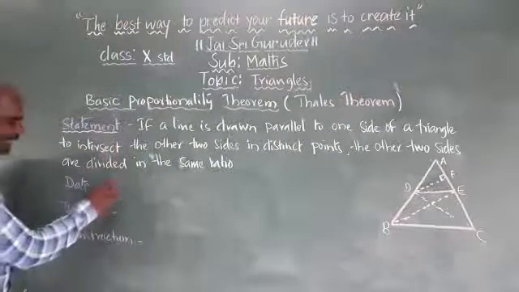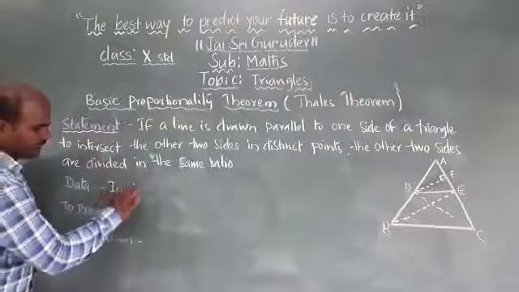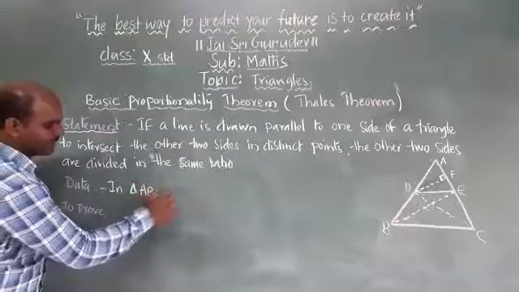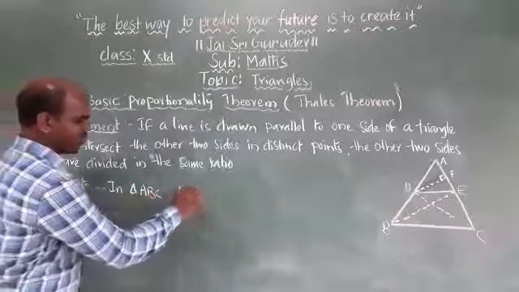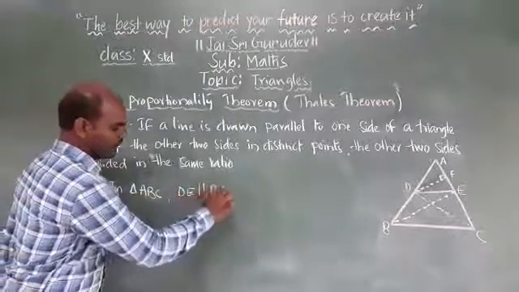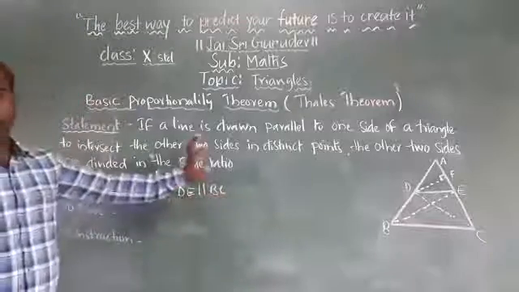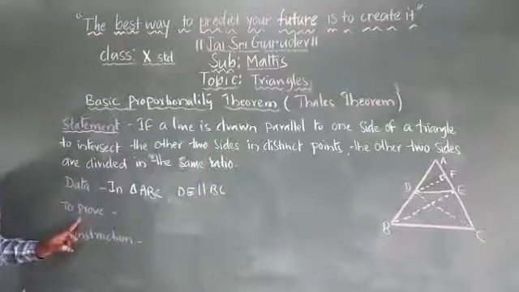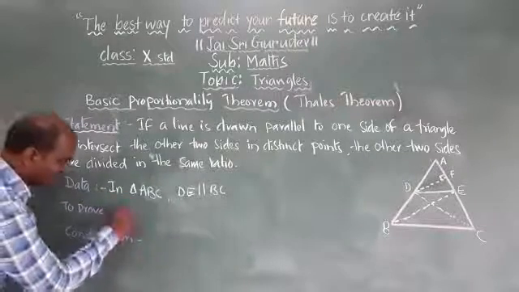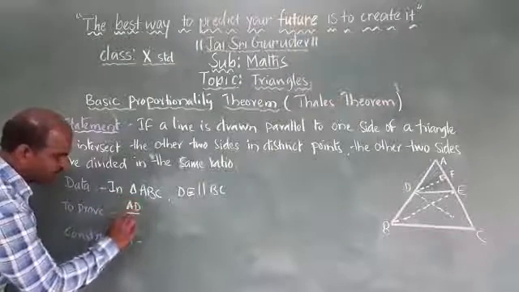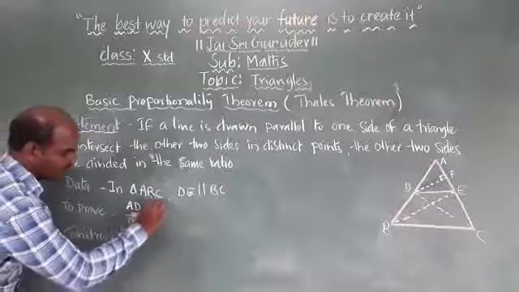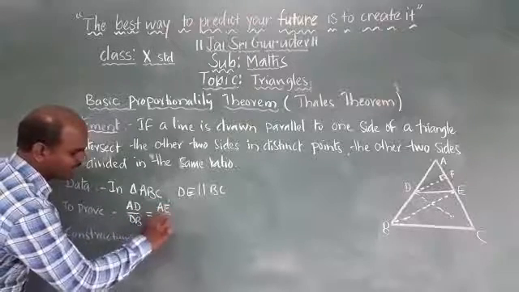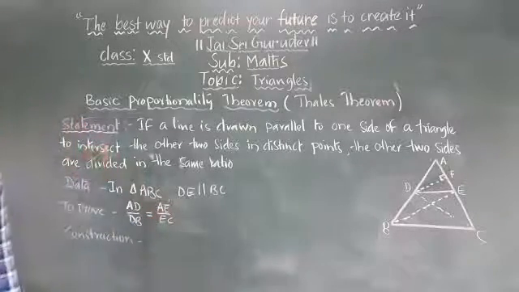So in triangle ABC, DE is parallel to BC. That is the given data. Now to prove: AD by DB is equal to AE by EC. We want to prove that.